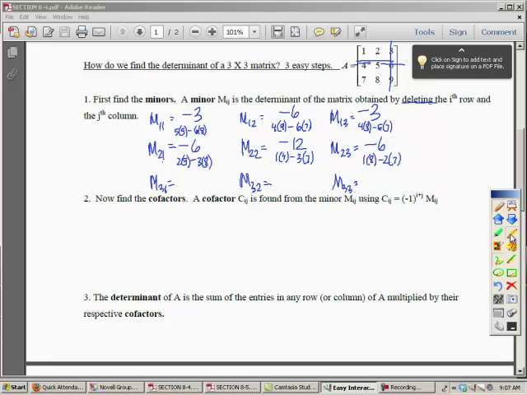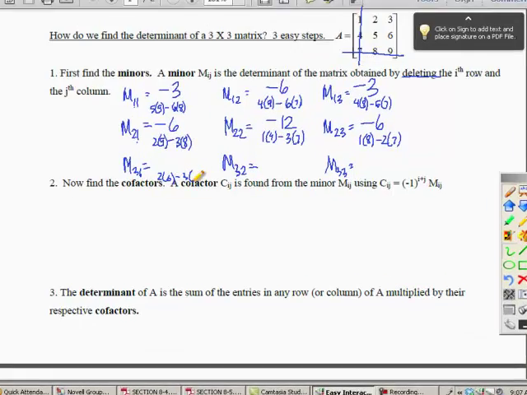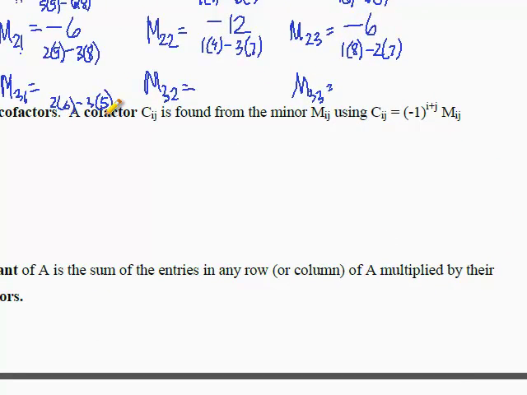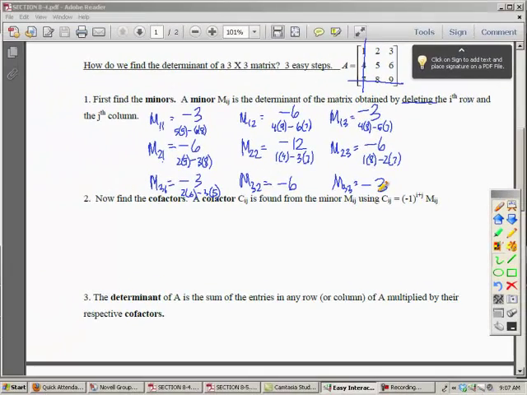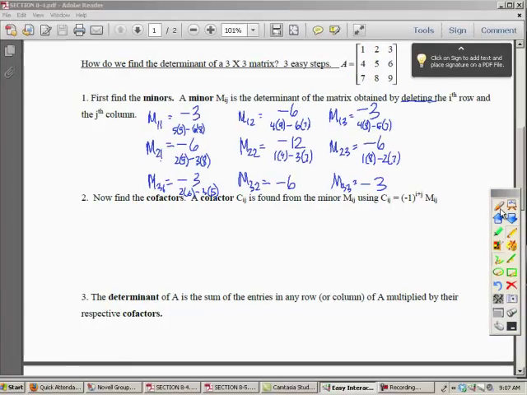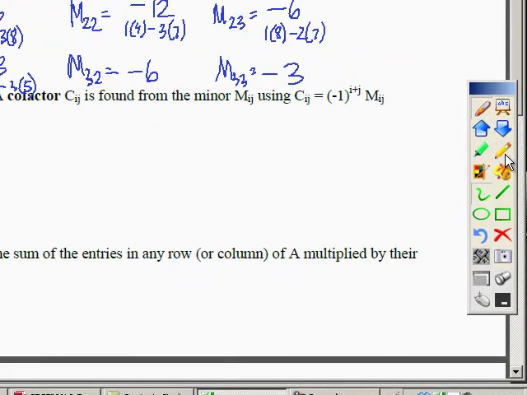All right, so I do my last row, and I'm looking at row 3, column 1. So I do 2 times 6 minus 3 times 5. I end up getting negative 3. And I'm going to keep going. If you kind of see this idea, I'm just going to give you the last two. You get negative 6 and negative 3. And these are what we call minors. And minors are basically just found by eliminating the row and the column of what you're working on.